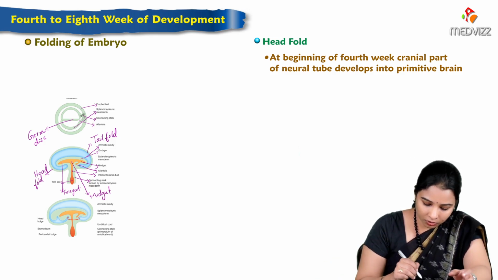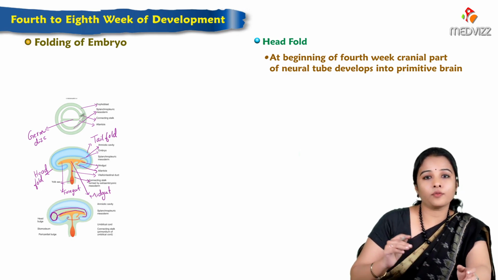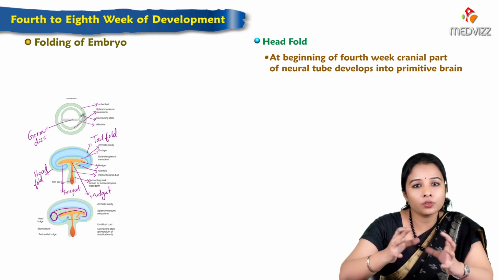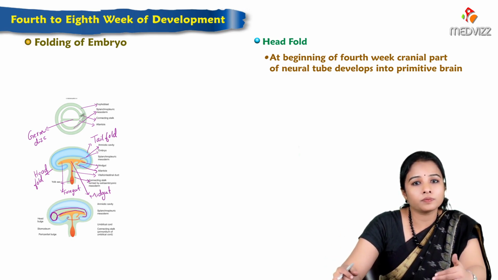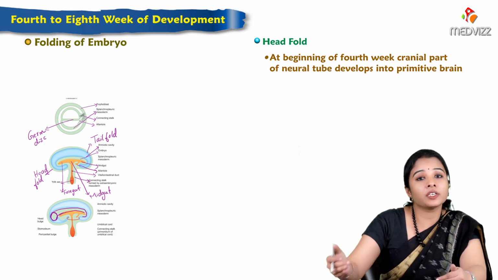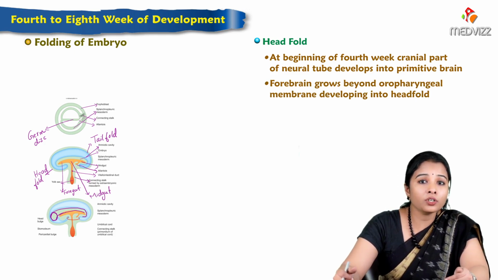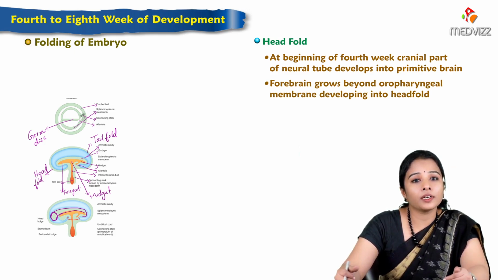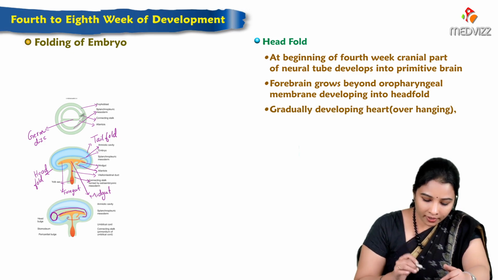So if you see this neural tube, which is formed here, this is the bulging which is formed within the head fold. Because of the eventual growth of this forebrain, which is present within the head fold of the embryo, the forebrain grows beyond the oropharyngeal membrane and develops into the head fold. Gradually, what happens? The developing heart is overhanging below.